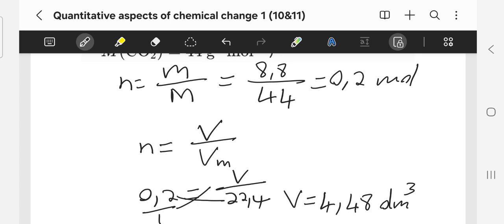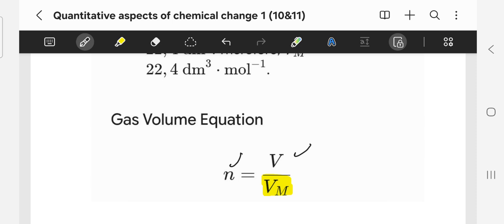And yeah, that's it for this video, guys. I hope it was a helpful video. We're looking at calculating the volume and number of moles using the gas volume equation. So we're just playing around with this formula today. I hope you got to benefit from this video.